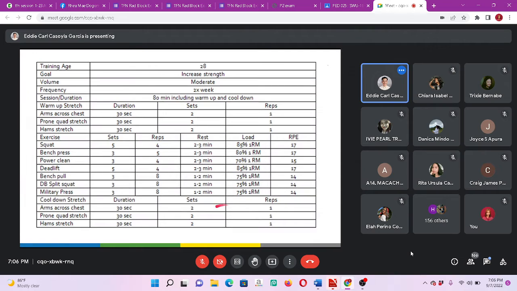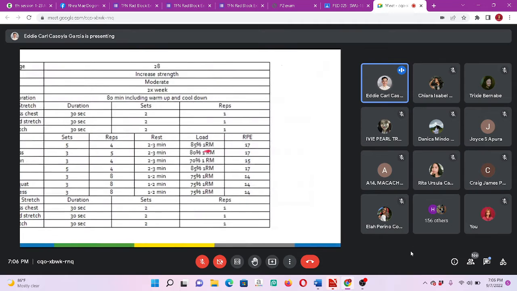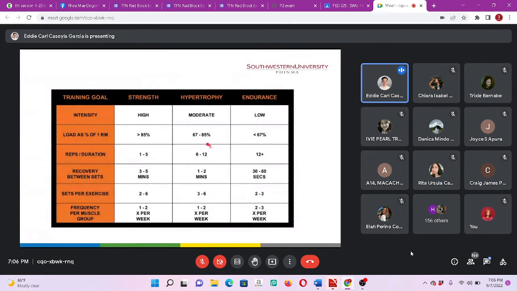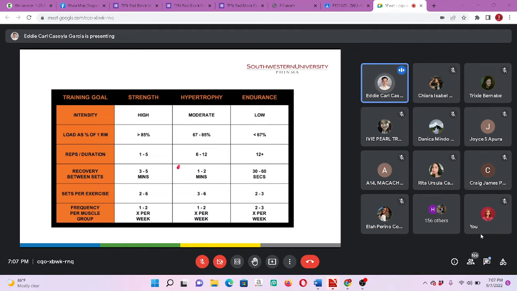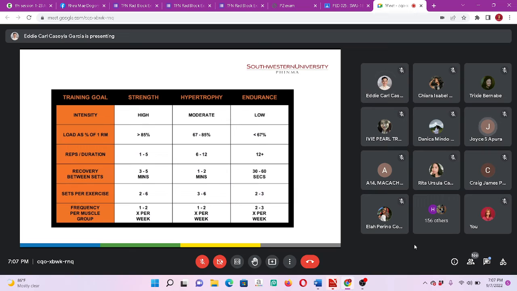Okay? And before we discuss the exercise part, the sets and repetition, kindly take a screenshot of this slide first. Okay, and class, can I have 1 minute break first? Drink water, class, and I'll be right back. Okay, thank you.